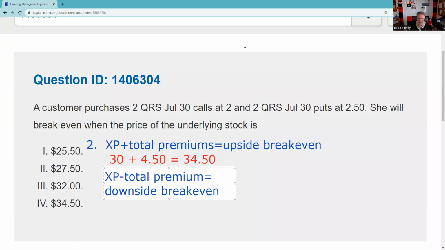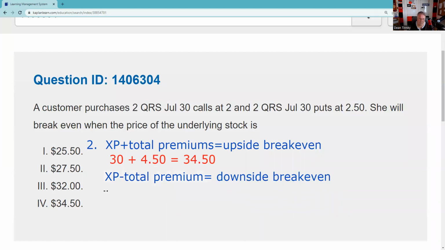And so that's going to be 30. I'm not joking, I'm terrible at arithmetic, so I'm going to use my calculator. 30 minus 4.5 is 25.5. So I need her 4.5 points up or 4.5 points down. And that's my downside break even. So the answer to the question is Roman numeral 1 and Roman numeral 4.